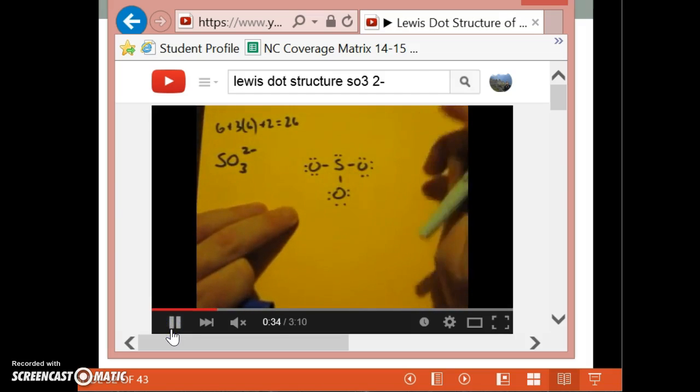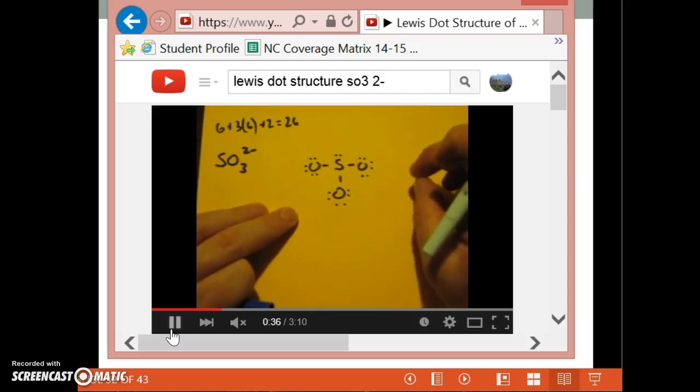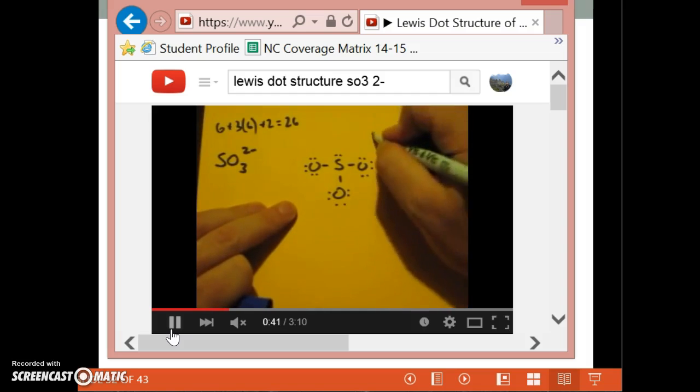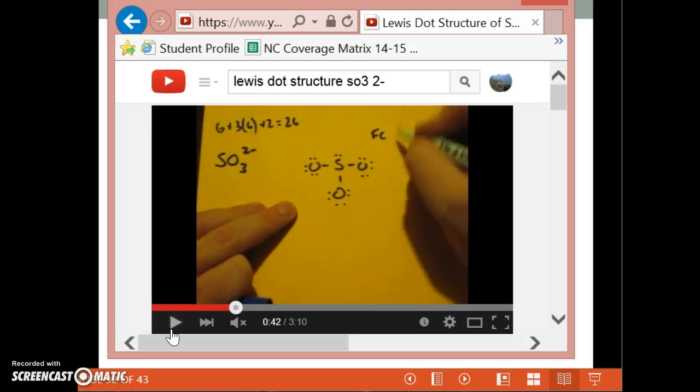With polyatomic ions, the last thing you need to do, oh, I don't know if he's actually doing it. With cyanide, he didn't either. What you're going to do is put brackets around the whole thing, and add a charge on the top right. So with cyanide, you would put a charge of -1 on the outside of the brackets, and with sulfite, you would add a charge of -2.